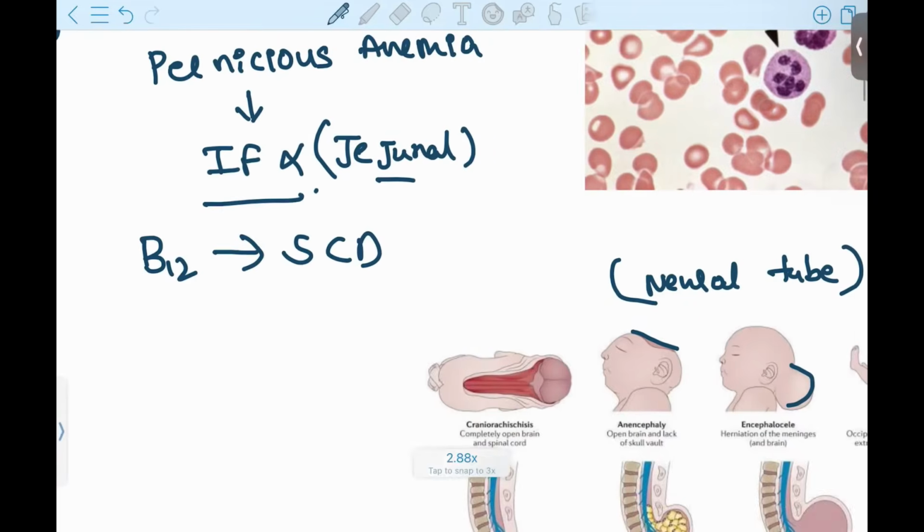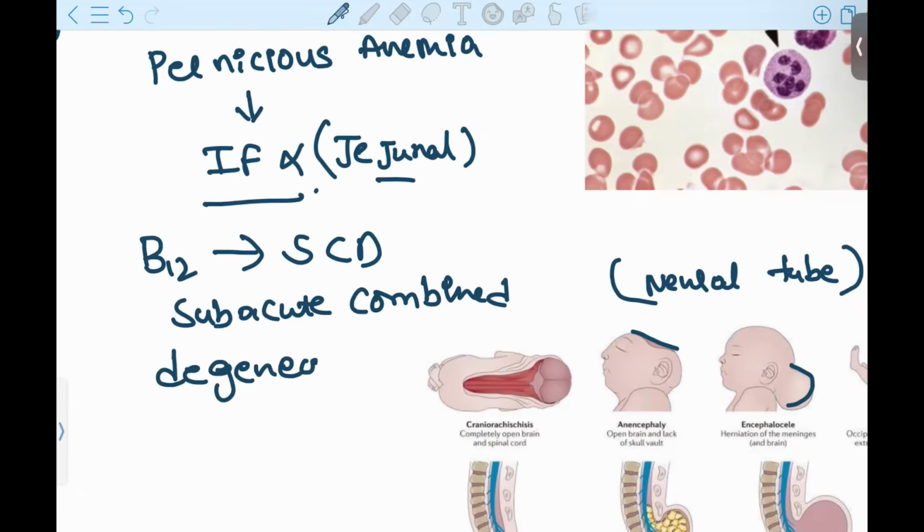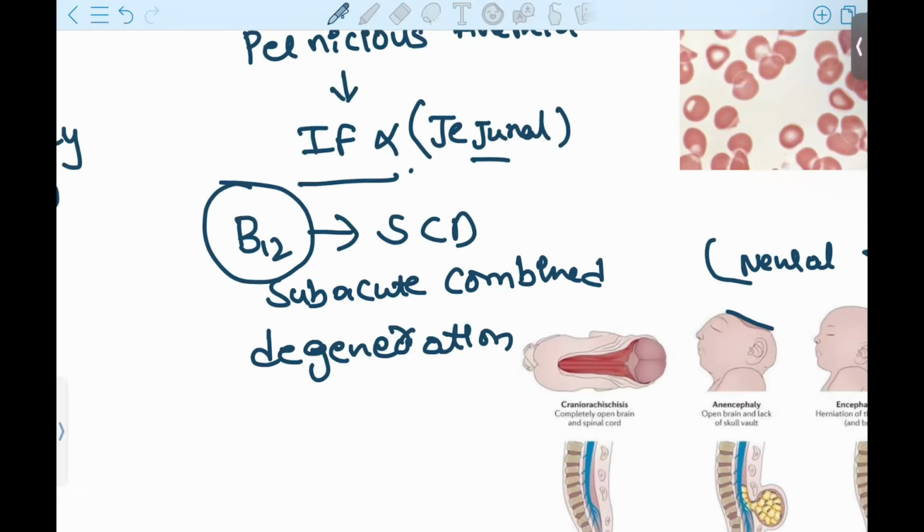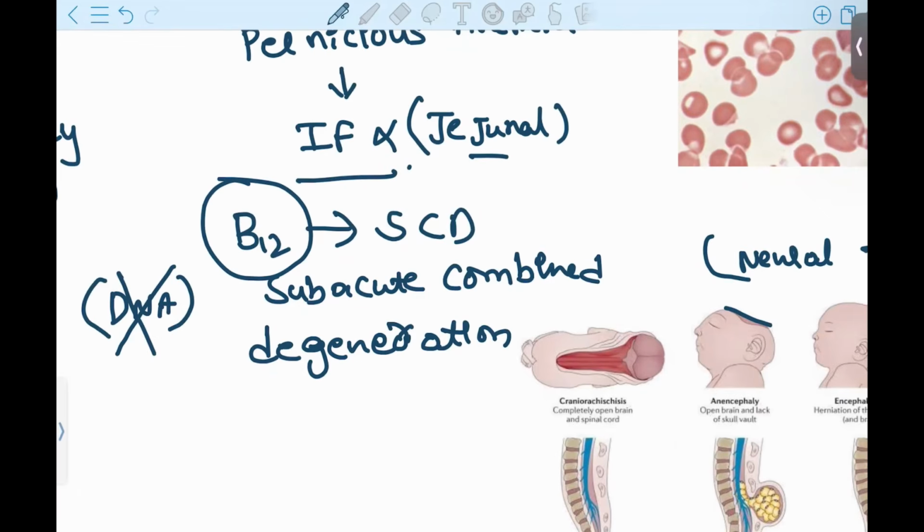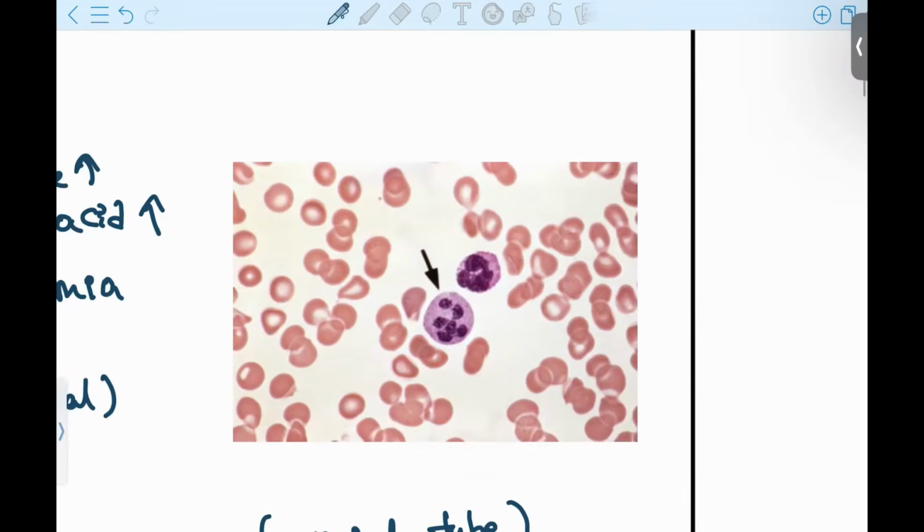What is this SCD, guys? Subacute combined degeneration. This condition is due to B12 being the most important for your methylation, especially DNA methylation. If the DNA is not produced properly, there is a cause in the brain and the spinal cord, the entire system will be disturbed, the neurons will be damaged, and that will lead to subacute combined degeneration. And this is the peripheral blood smear showing your megaloblastic anemia.